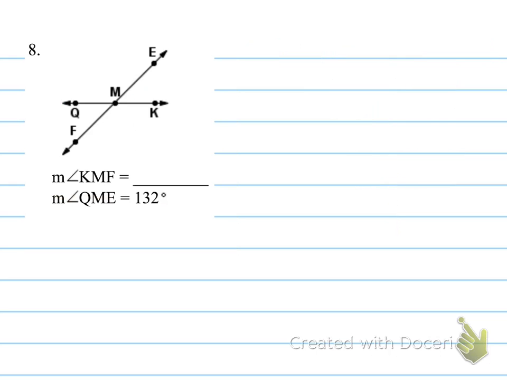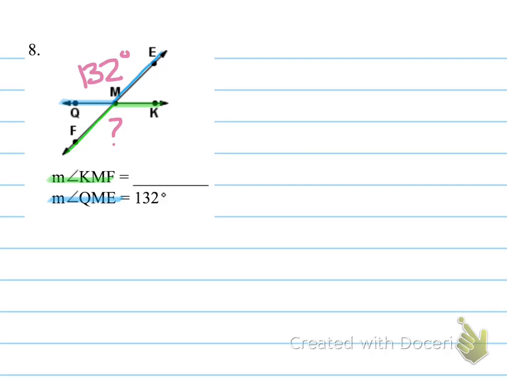Last one. Looking at number 8, as you guessed it, let's highlight and figure out where these angles are first. So the measure of angle KMF, start at K, trace to M, and trace down to F. That's the angle we're finding, so put a question mark there. And then, bear with me, I just need to change my highlighter color. The measure of angle QME, well, to find QME, put your pencil at Q, trace over to M, trace up to E. That angle is 132 degrees.